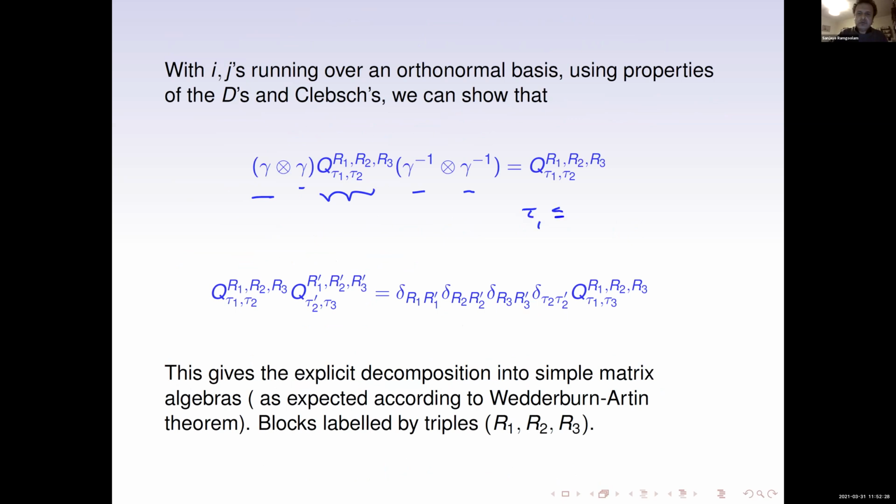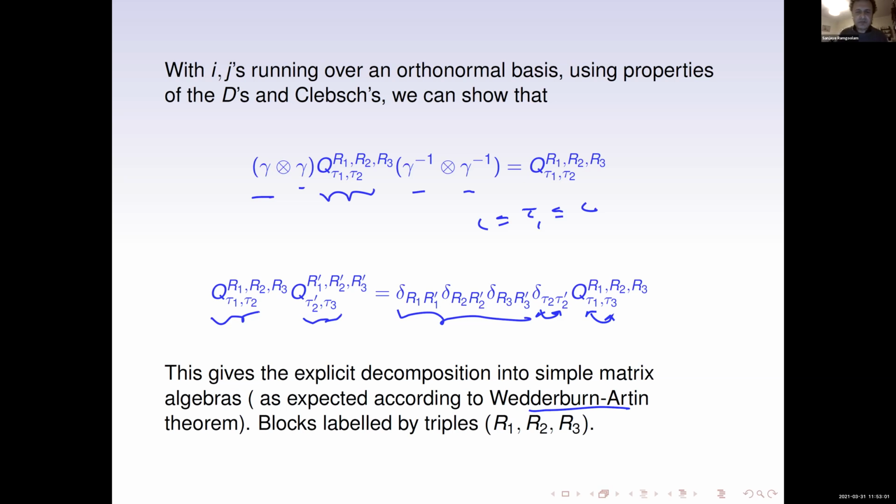Tau1 and tau2 go from 1 to c, so there are c squared of them, and they multiply like matrices. So this product R1, R2 is going to be the same exactly when this triple is the same as this triple, and these indices will multiply like elementary matrices. So basically, this gives you an explicit Wedderburn-Artin decomposition of this associative algebra.